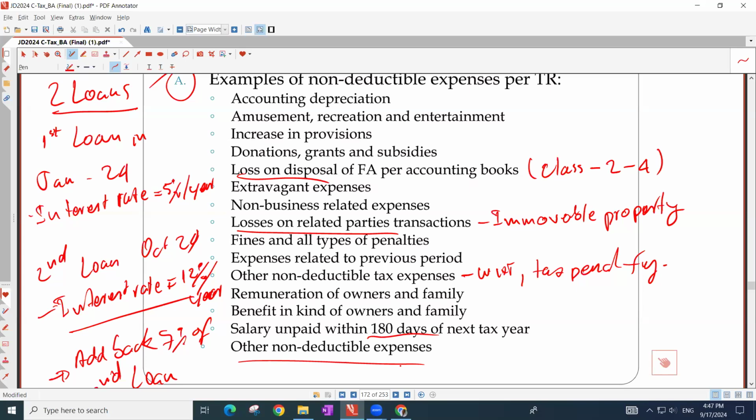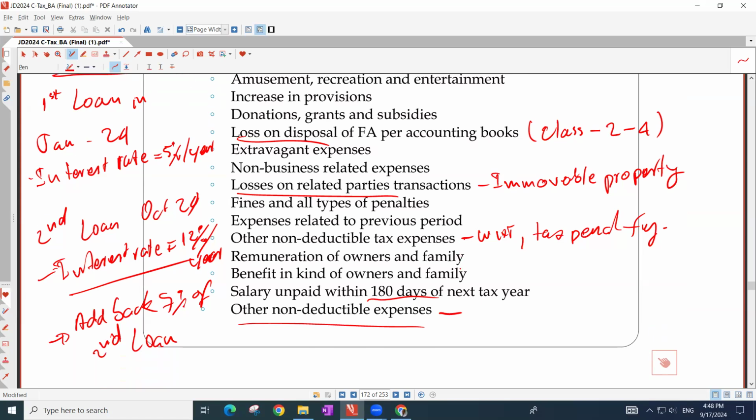Maybe this includes what we call expenses to related parties which are not paid within 180 days, for purchase of service, royalty, or maybe interest, for example. If you cannot pay it within 180 days of the following year, then you need to add it back here.